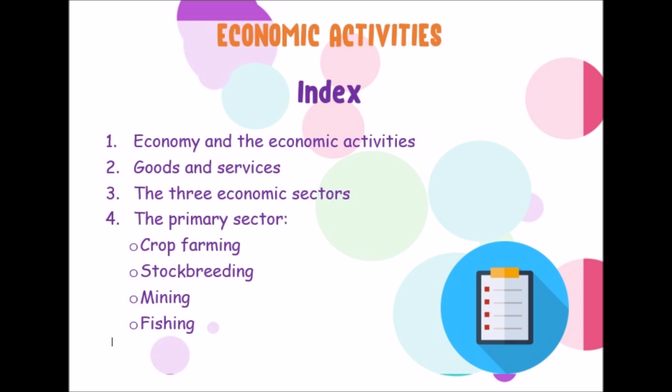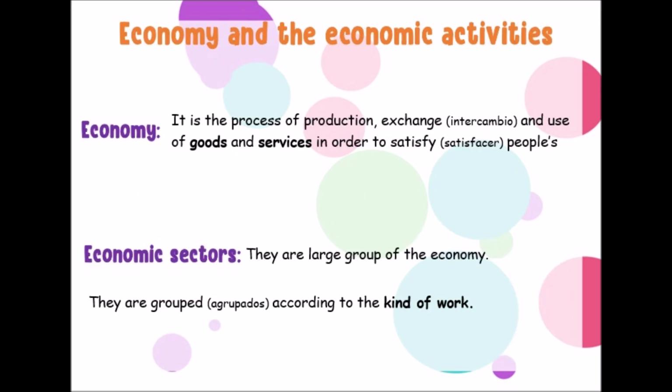Then, we will see the differences between goods and services. After that, we will see the three economic sectors, and in this video, we're only going to focus on the primary sector. So, what is economy? It is the process of production, exchange, and use of goods and services in order to satisfy people's needs. While the economic sectors are a large group of economy, they are grouped according to the kind of work people do. This means that, for example, a teacher and a farmer don't belong to the same economic sector.